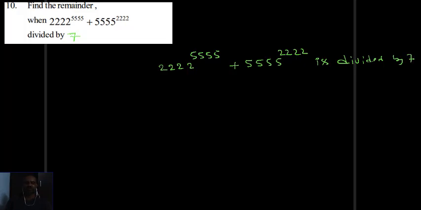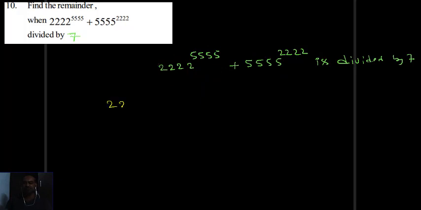We can solve this problem in several ways. First of all, I want to use a simple method. I will find the remainder when 2 power 5 is divided by 7, say x is the remainder. Then I will find the remainder when 5 power 2 is divided by 7, say y is the remainder. After that, I will find the remainder when x plus y is divided by 7.